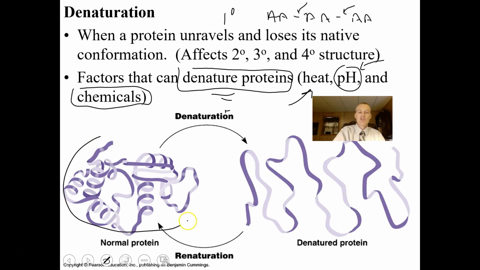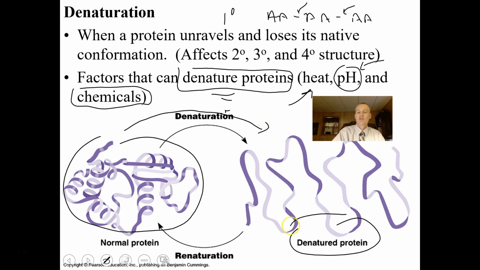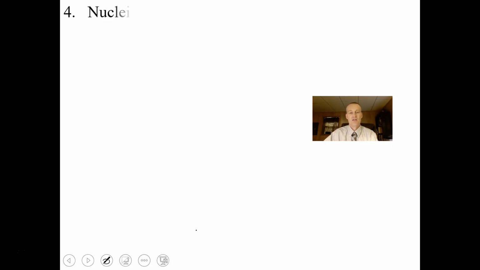And this is a normal protein, and if I put it in a refrigerator or a freezer, I could denature it, and then when I bring it out, I can actually renature it into a normal protein. There is the ability, though, to denature in finality a protein by doing certain things to it, like cooking it.